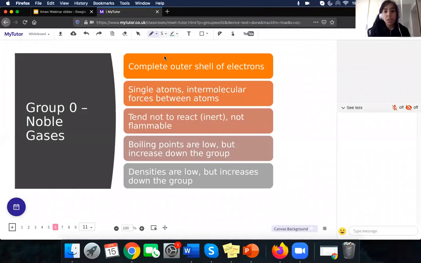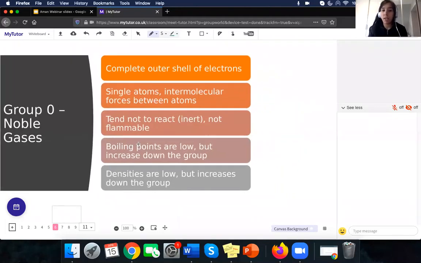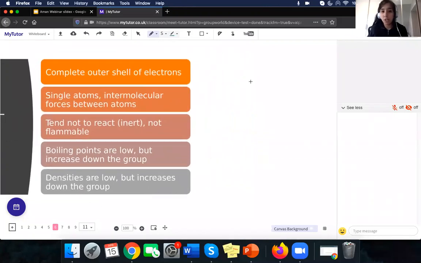So someone is saying, does noble mean non-reactive? Yes, it is to do with the fact that they are non-reactive. Very well done. So we'll start off first with the fact that they have a complete outer shell of electrons. To show you that, I'll draw the electron structure of neon. Neon is the second noble gas, and it's got an atomic number of 10. That means it has 10 protons, and remember, the number of protons is equal to the number of electrons as long as something isn't charged.